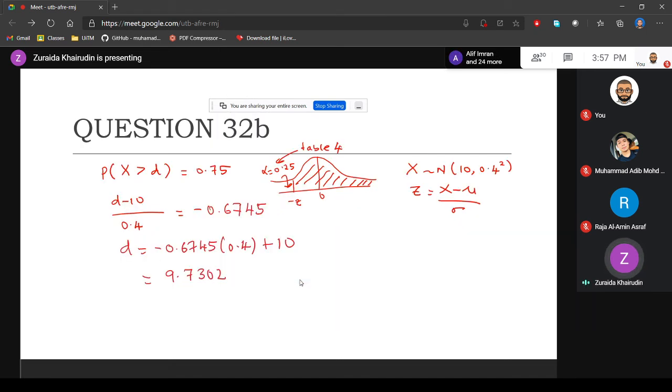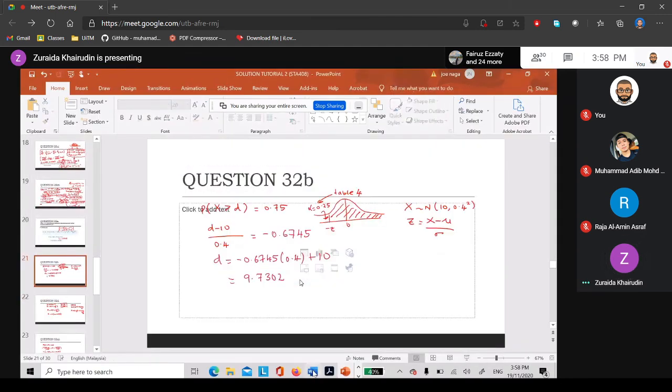Okay, question 32B also I've explained to you earlier in our chapter 1 normal distribution. So I don't want to discuss further on this sebab dah bincang sebelum ni. Okay. Now I want to show you question 32C.